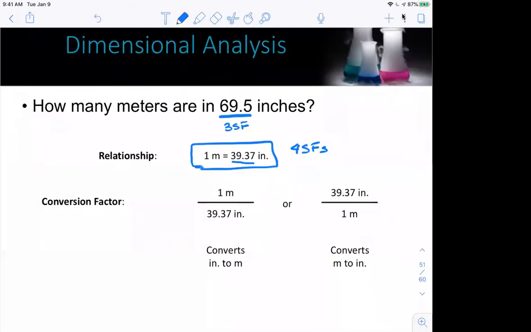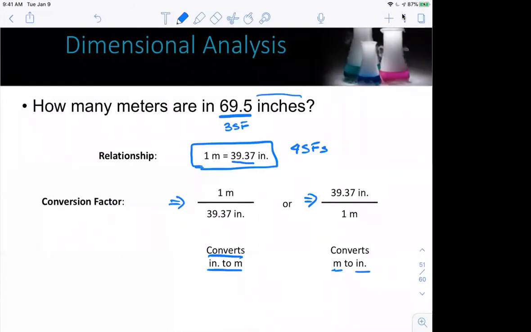I can get 2 conversion factors. I can get this guy or the inverse. This one is going to convert inches to meters because meters is on the top. This one is going to convert meters to inches because inches is on the top. So I have to choose.